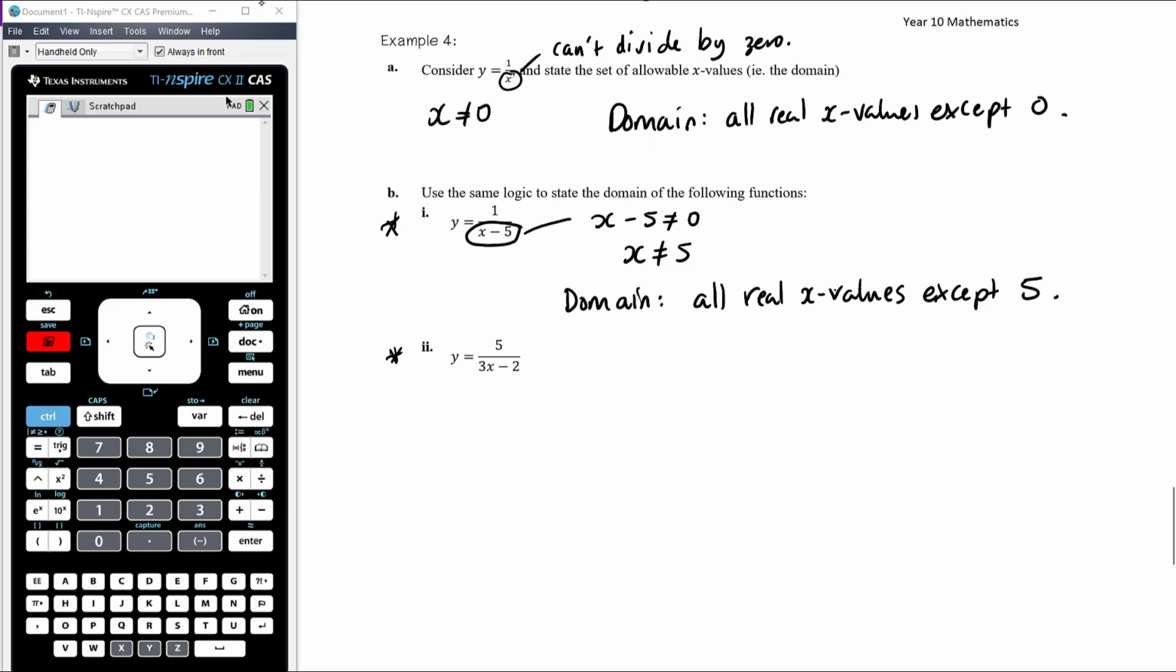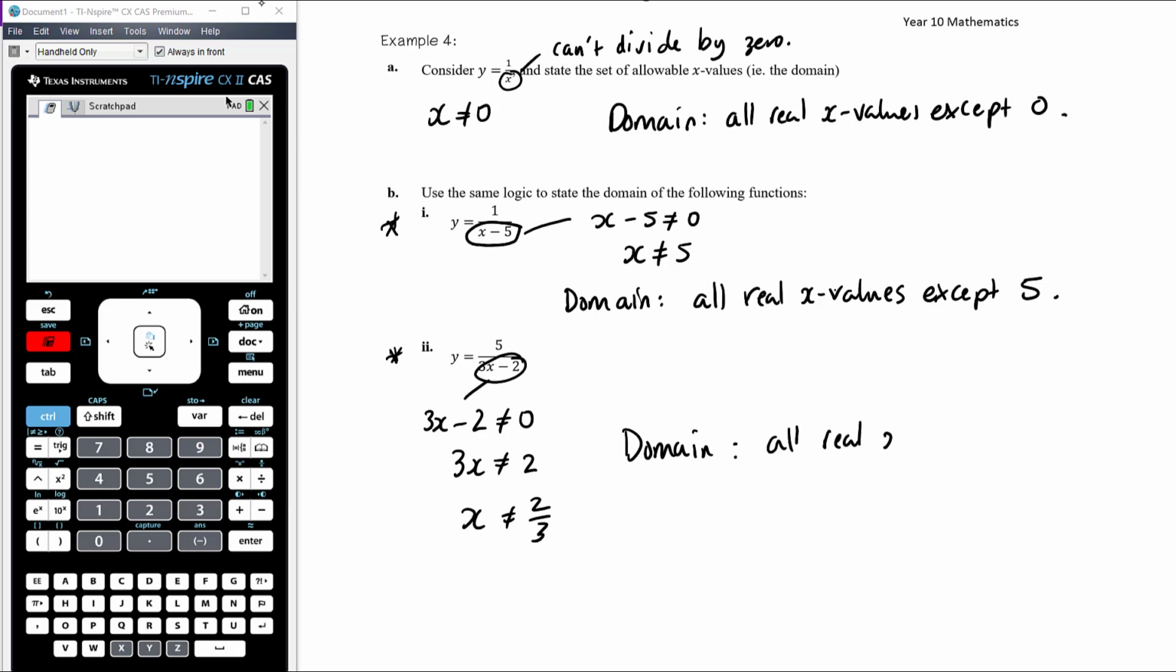And then this one, again, we can't divide by 0. It doesn't matter that there's something up here. We can divide anything by anything that isn't 0. We can have 0 in the numerator. That wouldn't be an issue either. The issue is when we have a denominator of 0. So we know that 3x minus 2 cannot be equal to 0. And so 3x cannot be equal to 2, and so x cannot be equal to 2/3. I'm just solving that equation. So the domain here is all real x values except for 2/3.